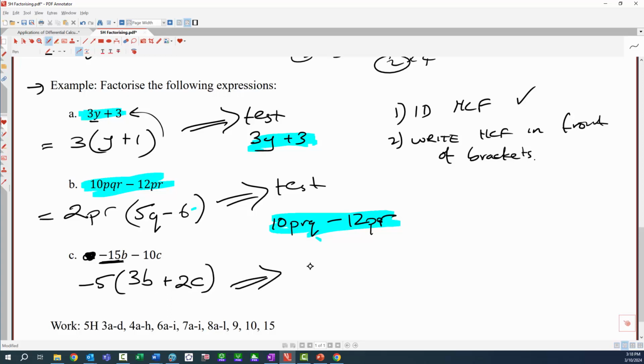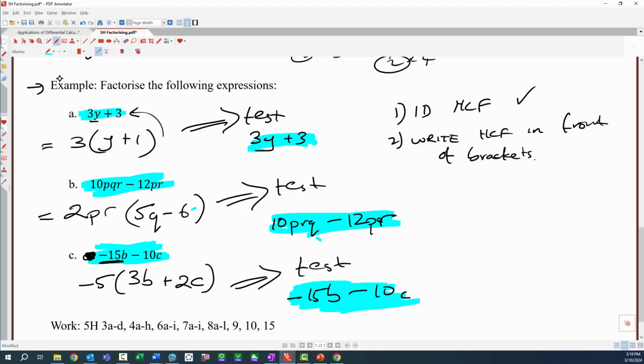And again, what we would do is test that to make sure we were correct. Negative times a positive is a negative. 5 3s are 15 with a b on the end. Negative times a positive is a negative. 5 times 2 is 10 with a c on the end. And again, it's always going to be a good sign if you return to the original expression after expanding. So once you test it, if that is the same as that, that's a very good sign that you've actually got the question correct.